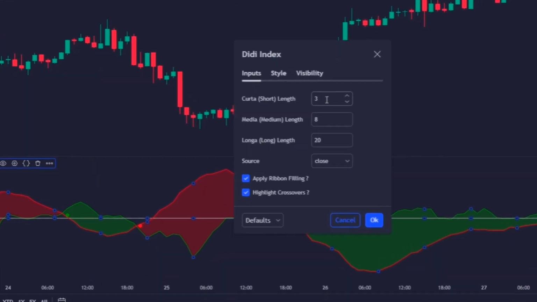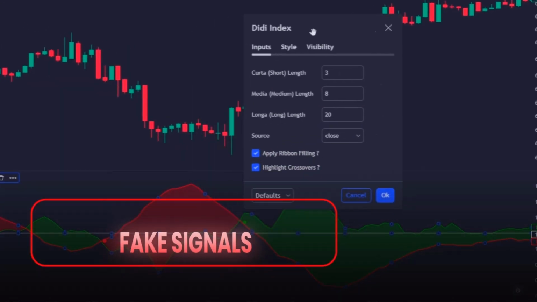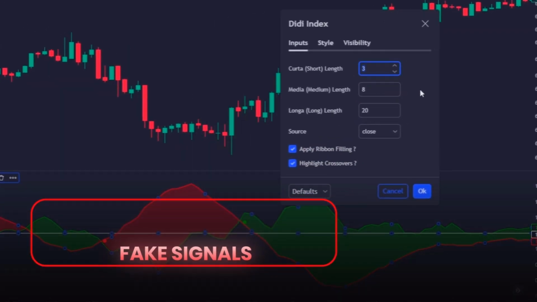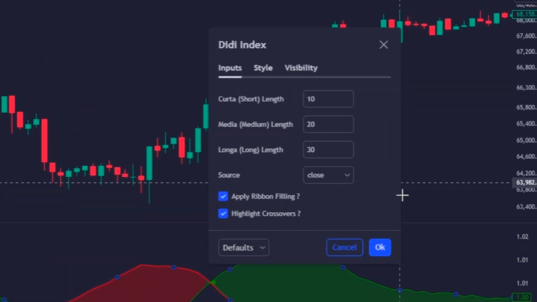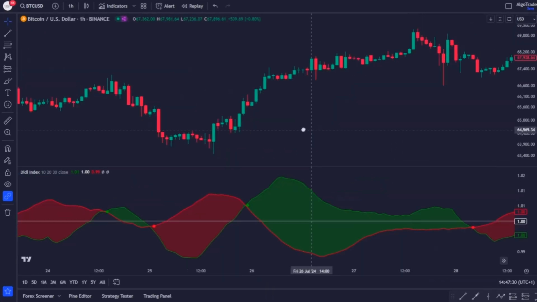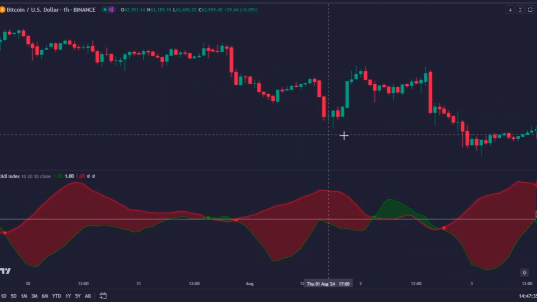By default, its settings are 3, 8 and 20, but to clear some fake signals I prefer to use another combination which is very simple to remember: 10, 20 and 30. And as you can see, in this way we can clear some fake signals and make the indicator more accurate.